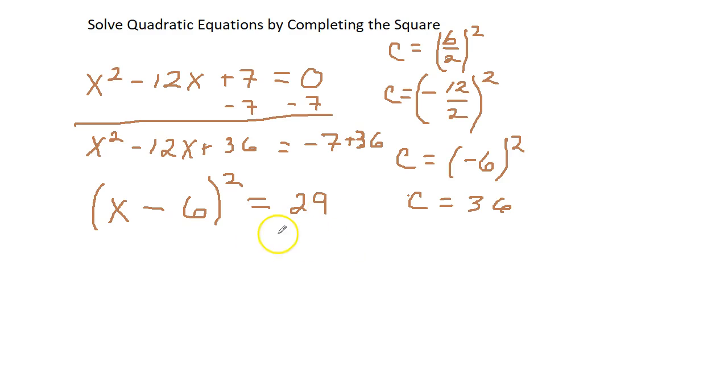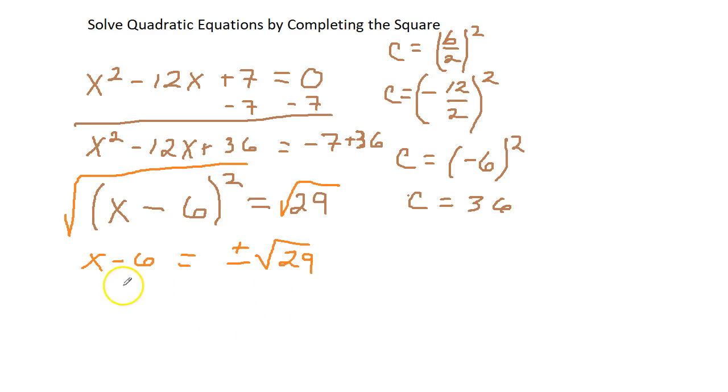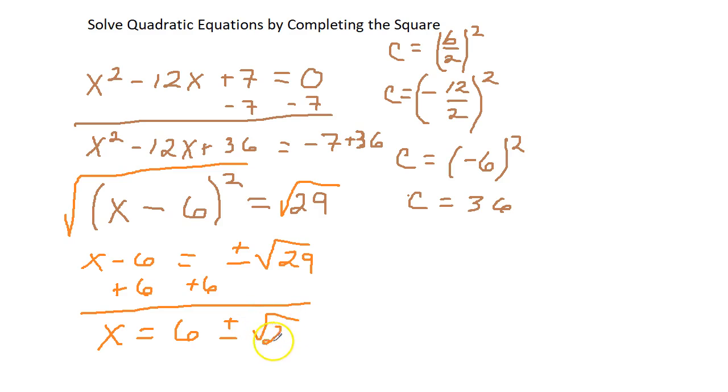Now I take the square root of both sides. So, taking the square root of the left side, all that does is just cancel out the square. That's pretty cool. So I'm left with x minus 6. Now, square root of 29, 29 is not a perfect square. So it's just going to be plus or minus radical 29. Okay, I can then add 6 to both sides, and I get x equals 6 plus or minus square root of 29.